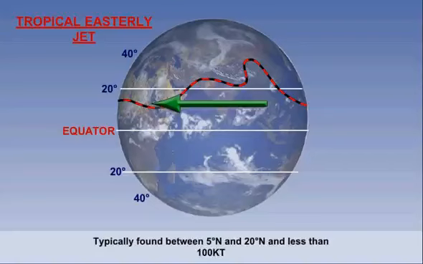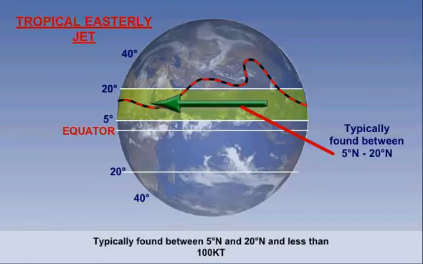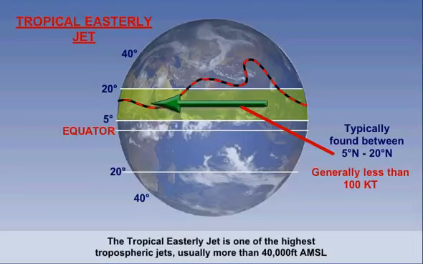Please note, the tropical easterly jet only occurs in this location, and from June through to August, which are the summer months in the northern hemisphere. On average, it's found between 5 and 20 degrees north only. Tropical easterly jet speeds are seldom in excess of 100 knots, due to the fairly small temperature difference compared to other jet streams. Since the tropical easterly jet stream is so close to the equator, it's one of the highest tropospheric jets, approximately 40,000 to 45,000 feet, or roughly the 100 to 200 hectopascal levels.